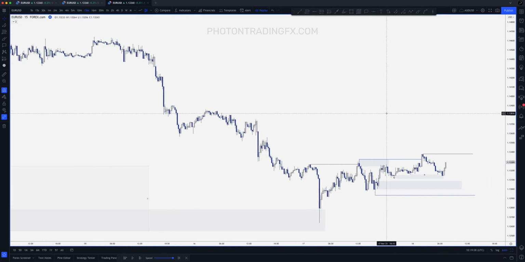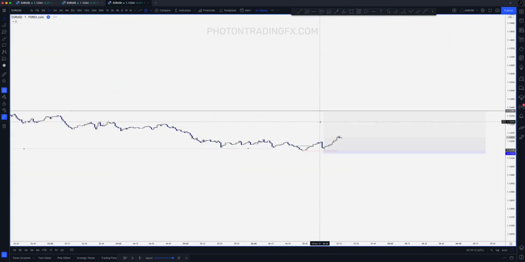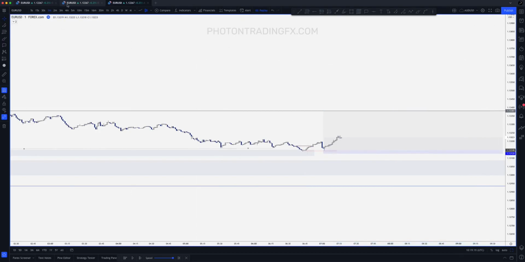Okay, finally got that to load. So yeah, we're currently, I'll tell you what, I'll fire up the risk reward tool on there so you can see exactly what's going on here. 15, there we go. Okay, so we jump back to the 15.